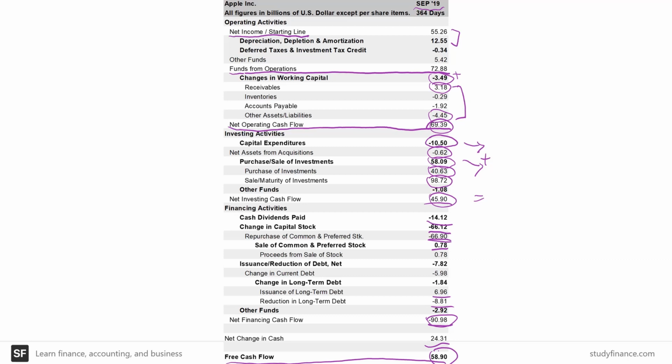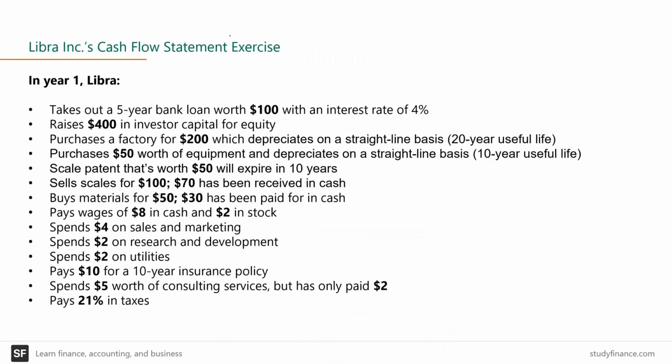Keep in mind that this free cash flow figure right here is different from free cash flow to firm and free cash flow to equity. You may have heard of those, but we'll go into more detail on these items in our discounted cash flow lessons. Let's move on now to our cash flow exercise.